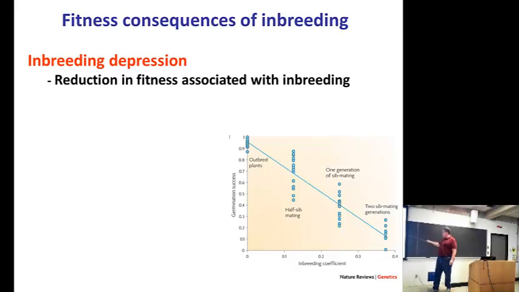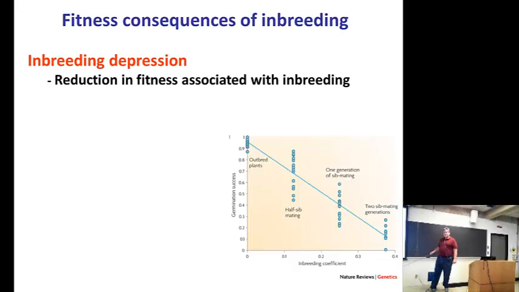So this is a figure I lifted from a paper in Nature Reviews a couple years ago that just illustrates this sort of common observation. What you have on the y-axis here is the fitness trait. In this particular example, it's germination success. It could be any sort of fitness trait that people measure.